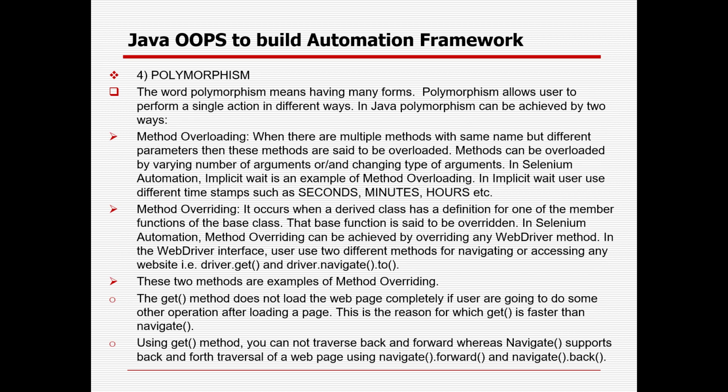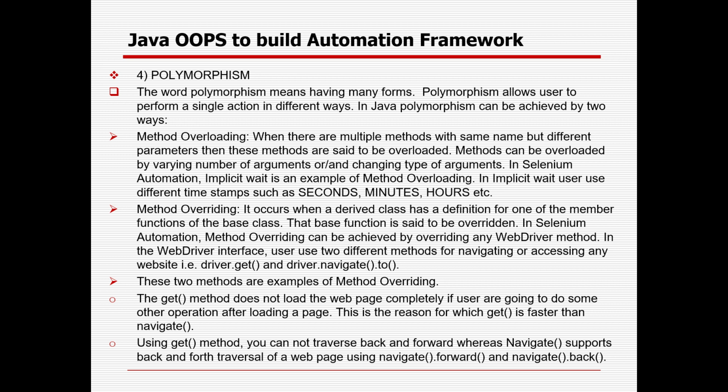Then the last one is polymorphism. Poly means many, and morph means form. The word polymorphism means having many forms. Polymorphism allows the user to perform a single action in different ways. In Java, polymorphism can be achieved in two ways: method overloading and method overriding. So method overloading means the same method can have different kinds of implementation. By changing the method signature, I mean the number of arguments or the type of arguments, you can write n number of methods, but the implementation might be different.